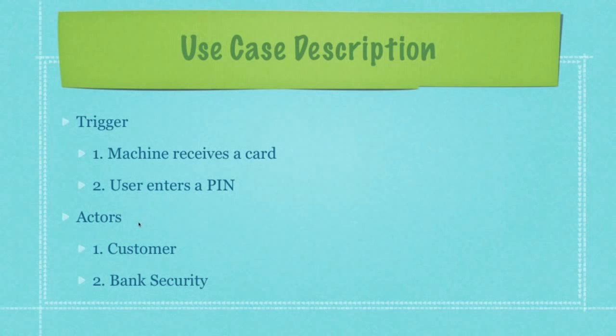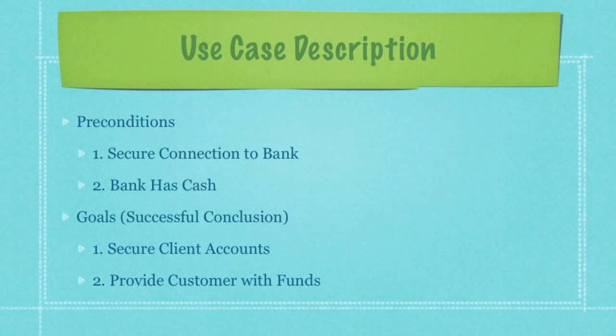Then you have what are called actors. These are the people outside of your system boundary lines, and as you saw previously, those actors in this system are both the customer as well as bank security. Then you're going to list preconditions. These are going to be conditions that absolutely must be true for your system to be able to start operating. So, of course, they're going to need a secure connection to the bank, and that bank or ATM machine needs to have cash. So those are two conditions that must be true, otherwise your system really shouldn't even start.